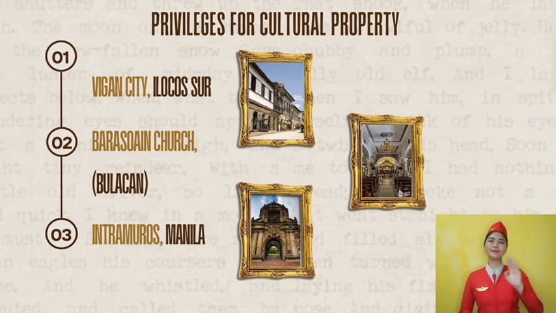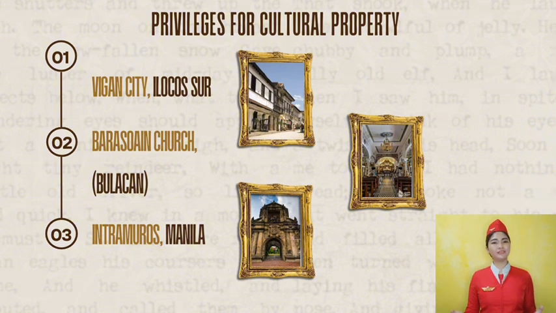Fourth is the Banaue Rice Terraces in Ifugao. This UNESCO World Heritage Site, known for its ancient rice terraces carved into the mountain sides, receives priority government funding for conservation, strict regulations on development, and incentives for community-based tourism initiatives. The fifth is the Rizal Park in Manila. This large park, named after the Philippine national hero Jose Rizal, is a national park.